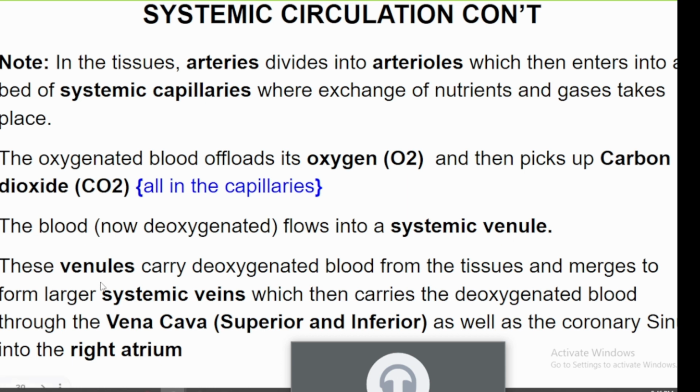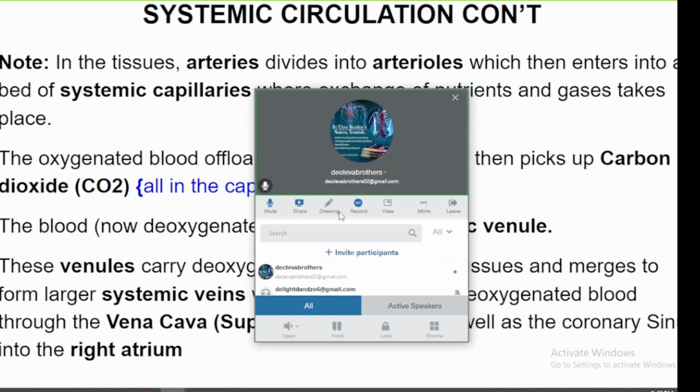Into a systemic venule. Now these venules carry the deoxygenated blood from the tissues and merge to form larger systemic veins, which then carry the deoxygenated blood through the vena cava, which is the superior and inferior vena cava, as well as the coronary sinus, into the right atrium. So what we are saying is that the smaller form of arteries are arterioles, and the smaller form of veins are venules. Do you understand? So the smaller form of arteries are arterioles, and the smaller form of veins are venules.